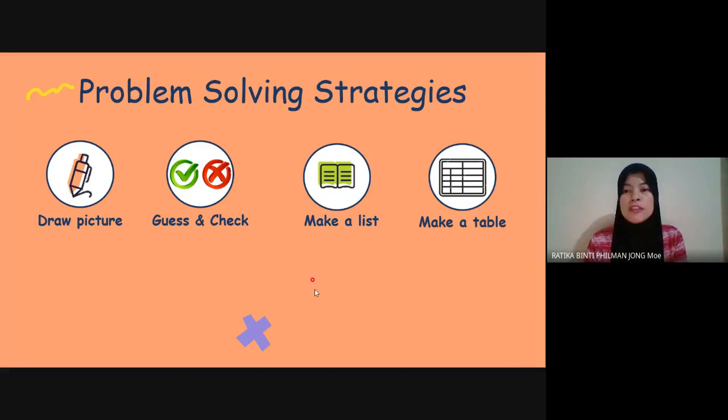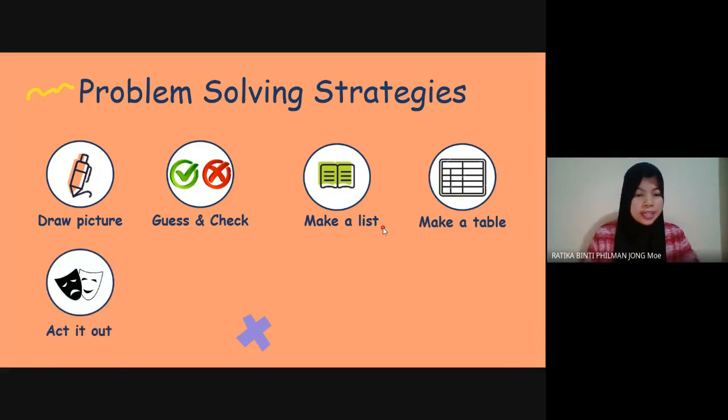Okay, yang ini sesuai. For example, I eat 3 donuts on Monday. Tuesday I eat 4 donuts. Wednesday I eat 7 donuts. Thursday I eat 8 donuts. You list down in the table, and then at the end of the day, how many donuts did I eat? You just count dekat table tu. Okay. So the next one is act it out.